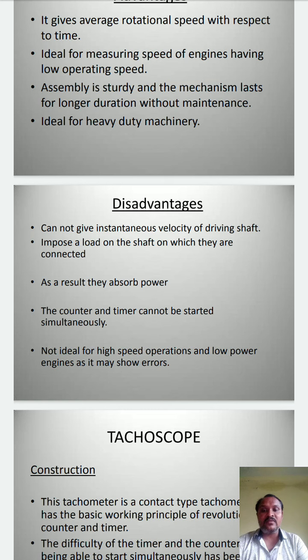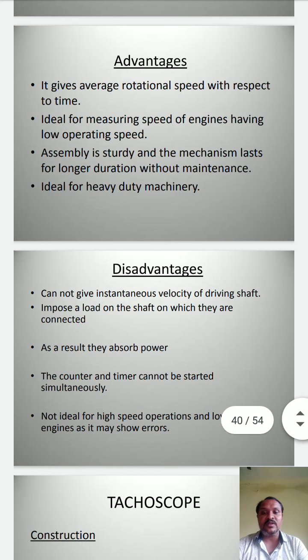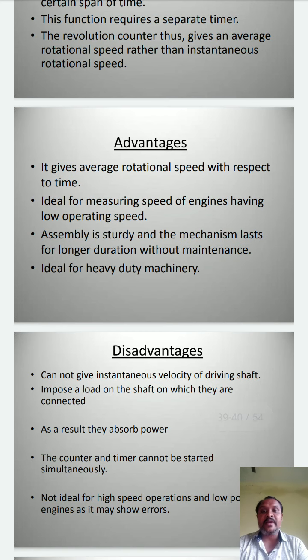So it is not ideal for high speed operation and low power engines. It is not ideal for high speed operation. Whenever the speed is more than 1000 rpm, it is not going to be useful. And for low power engines also, it may show some errors. So these are the disadvantages of the mechanical type of tachometers.